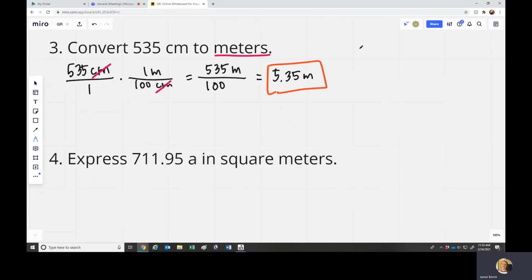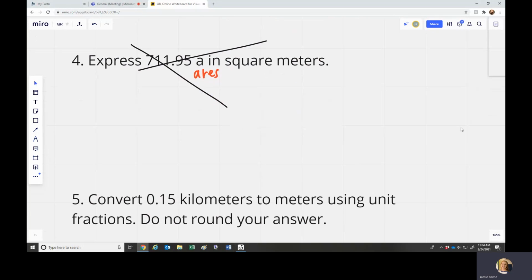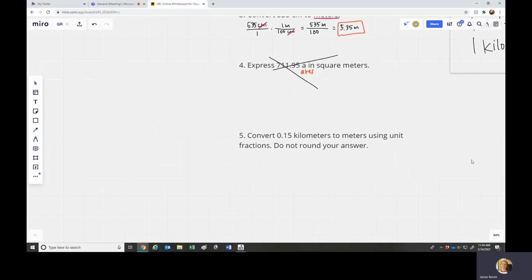Next, we have a problem I actually want to scratch out. This is a unit that I have never seen used before. It's called ares. When I first read the problem, I thought it was saying acres, so that's why I wanted to go over it. But I don't want to go over problems that I don't think are useful. So I'm just going to scratch this one out. I took all those off of the homework, so you don't have to worry about them. Let's see what we have next. I think this is our last one.